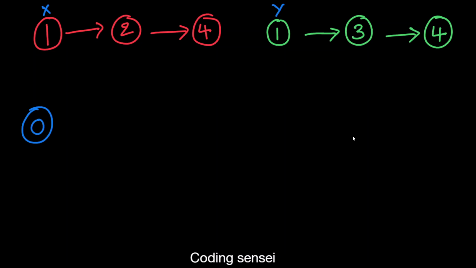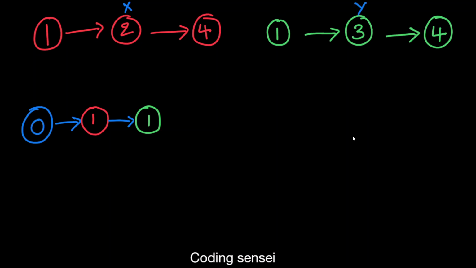Let's compare x and y. In x we have 1 and in y we also have 1, so both are equal. We can take either node and connect it to the dummy node. I took the red one. Now shift the x pointer to the next node, 2. Then compare x and y again. In this case it is 2 and 1, so 1 is the smaller one. I will take the green node and connect it to the newly created linked list. Now shift the y pointer to the next.